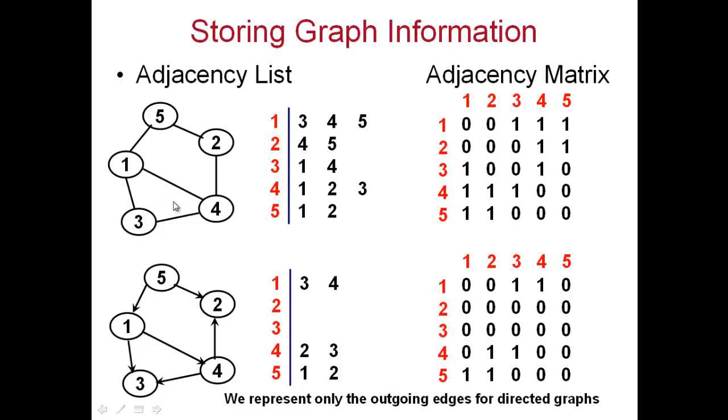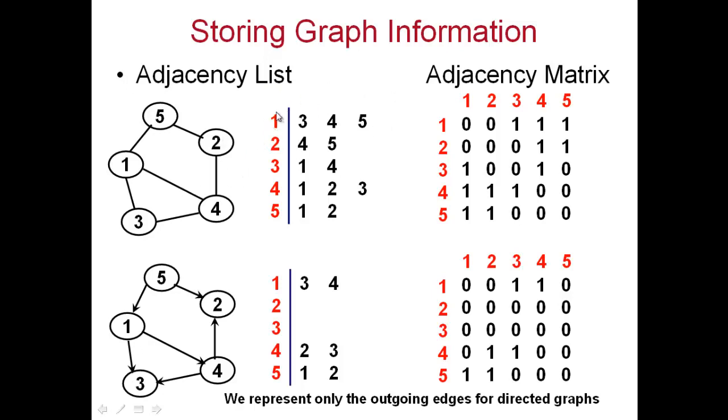Or think about roads. This is like a one-way road from 1 to 4. This is like a road where you can go both ways between 1 and 4. So we use what is called an adjacency list or an adjacency matrix to represent a graph. Either one of them is good enough.